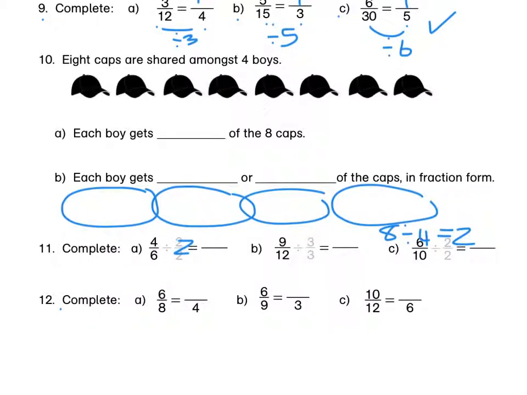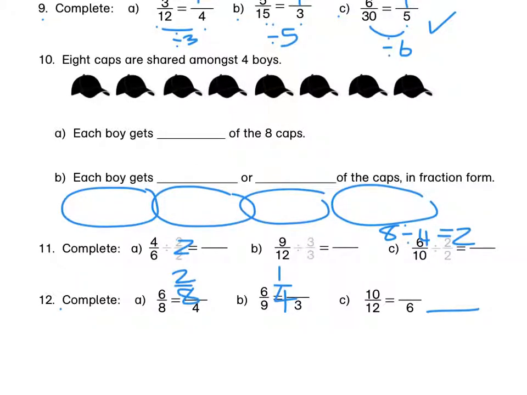So for B in fraction form, each boy gets 2 out of the 8 caps. Or if we divide top and bottom by 2 there, we get 1/4. And as you can see by the diagram, 1/4, next quarter, 3rd quarter, and the last quarter. So when we share amongst 4, often you can immediately think each one is going to get 1/4, even though we can write it like that as well.